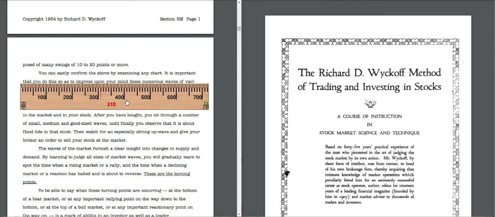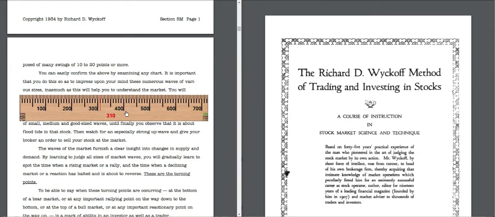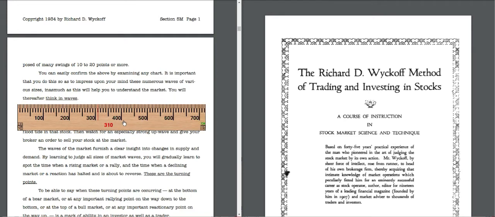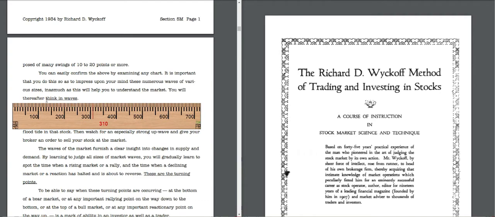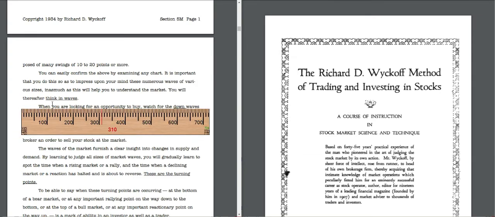It is important that you know and impress upon your mind the numerous types of waves and various sizes. Inasmuch as this will help you to understand the market, you will therefore think in waves. It's really important to do this, to acquire this ability. A lot of folks think in terms of RSI and stochastic. You're not going to become a Wyckoff trader by thinking in terms of MACD.